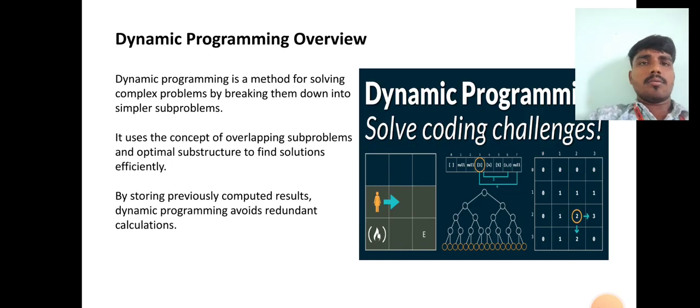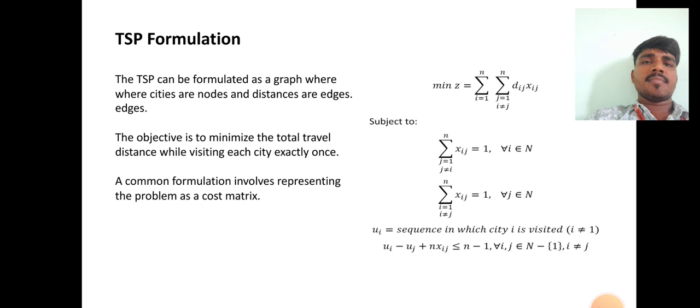Dynamic programming overview. Dynamic programming is a method for solving complex problems by breaking them down into simpler subproblems. It uses the concepts of overlapping subproblems and optimal substructure to find solutions efficiently by storing previously computed results. Dynamic programming avoids redundant calculations.